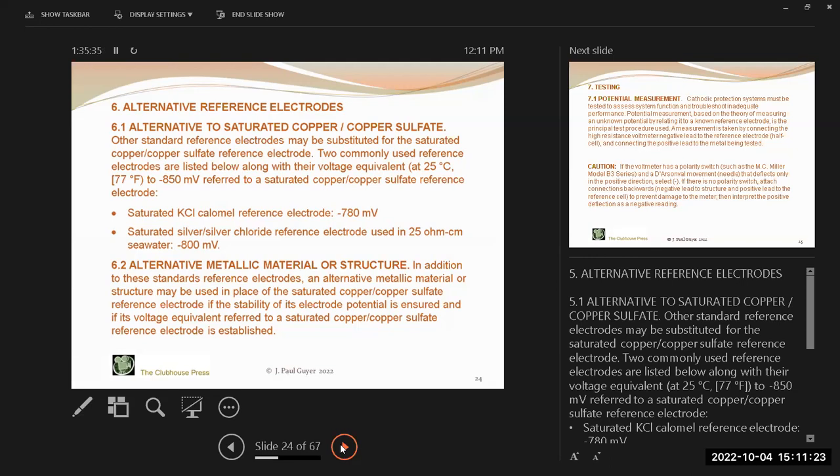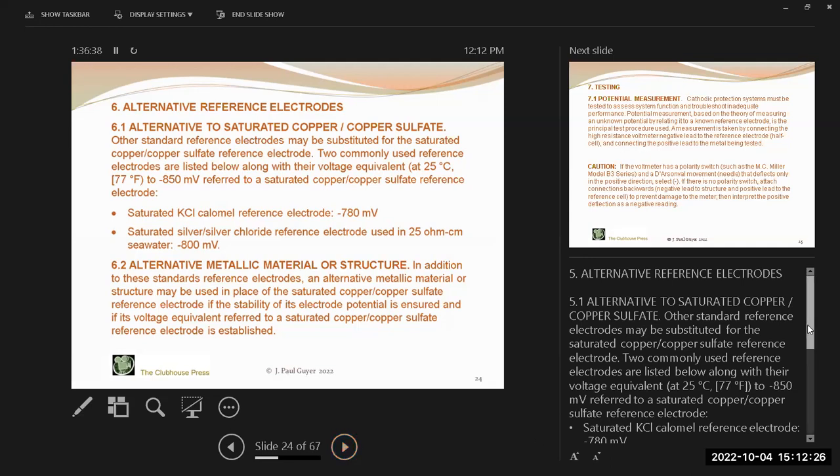A couple of commonly used reference electrodes are listed below, along with their voltage equivalent at 77 Fahrenheit to minus 850 millivolts, referred to a saturated copper sulfate reference electrode. Saturated potassium chloride calomel reference electrodes, the guideline voltage is minus 780 millivolts rather than minus 850. And saturated silver or silver chloride reference electrodes used in seawater, 25 ohm per centimeter seawater, it would be minus 800 millivolts.